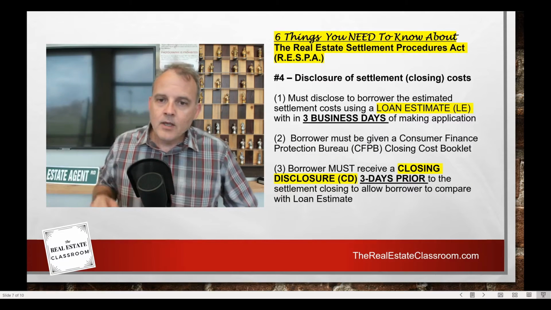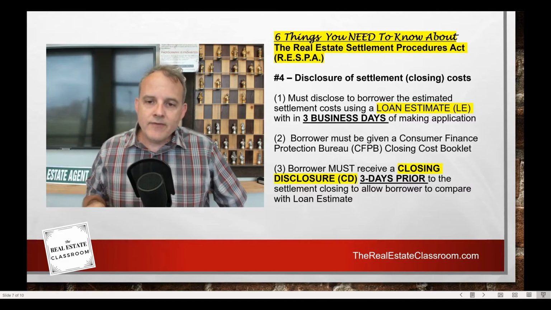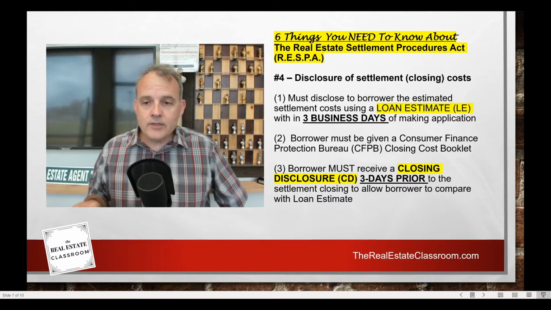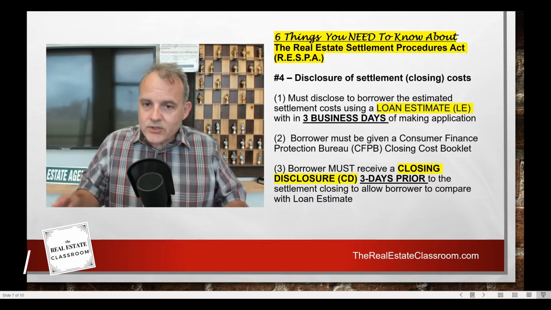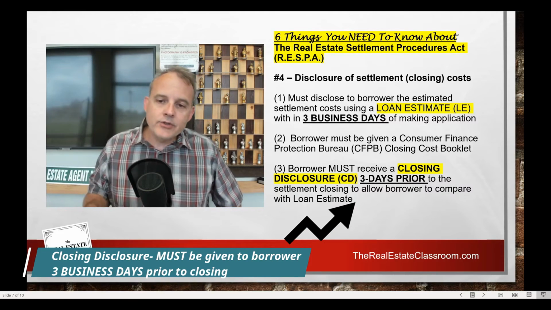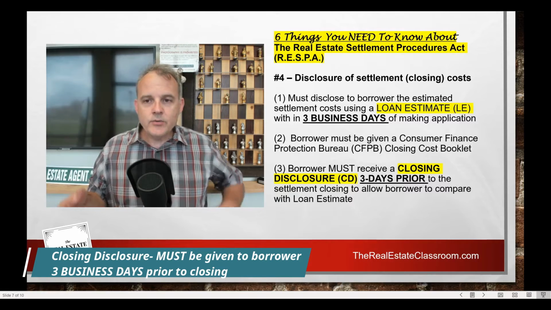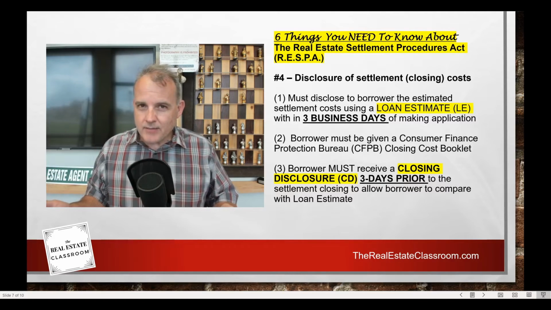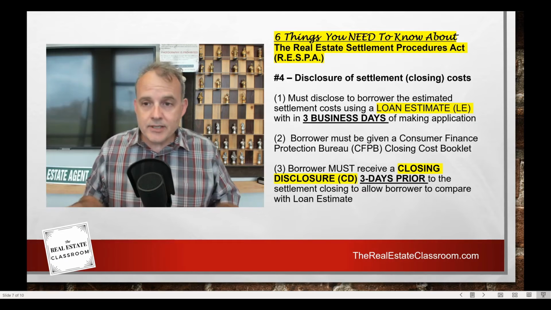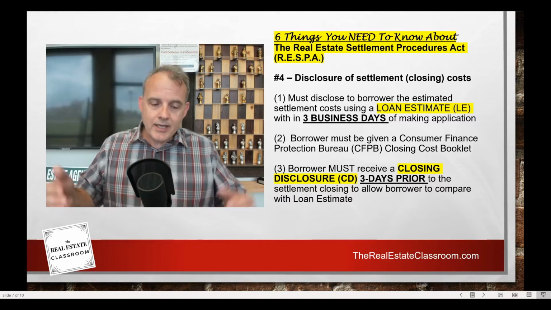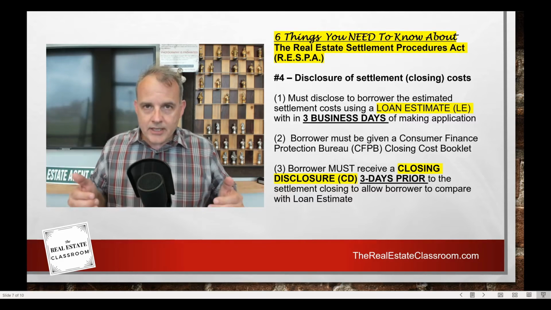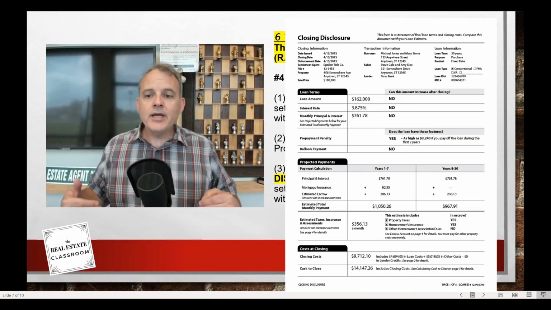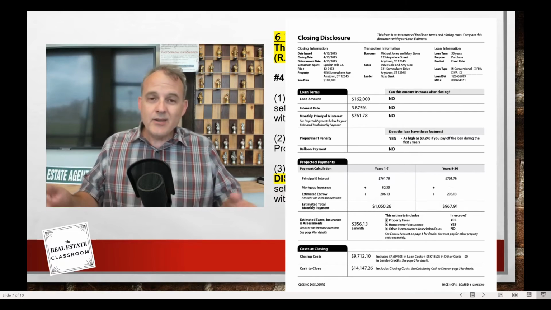That's important to remember. The borrower must also be given a Consumer Finance Protection Bureau closing cost booklet. And then the borrower must receive a closing disclosure. That's a separate document 3 days prior to the settlement closing or the closing date. So we have 2 documents. The borrower goes in and makes application. Within 3 business days of making application, the borrower must receive from the lender a document called the loan estimate. It's going to have a printout of all the estimated costs associated with that loan. Then 3 days prior to closing, they're going to get a closing disclosure. It's a separate document that basically does the same thing.